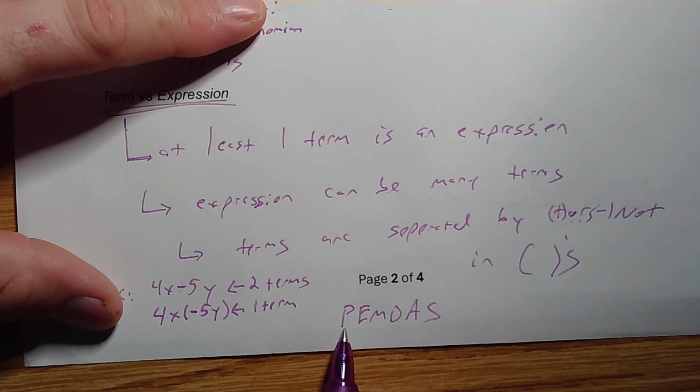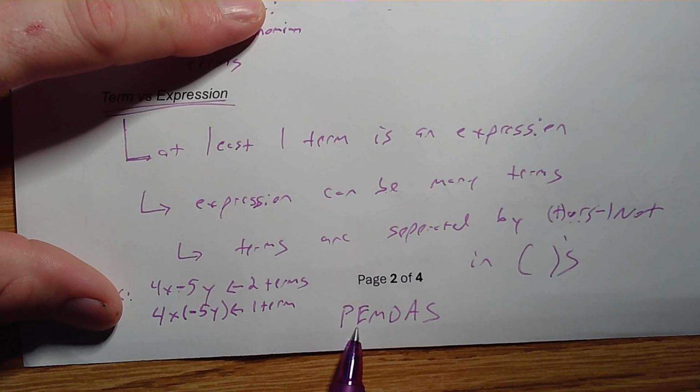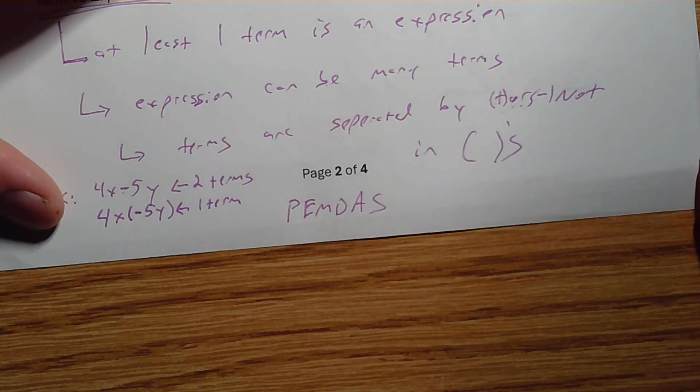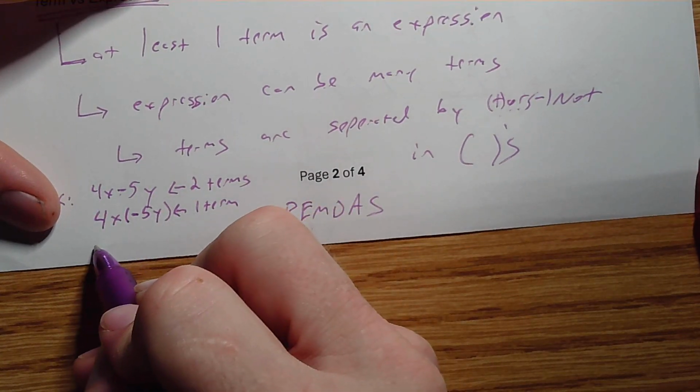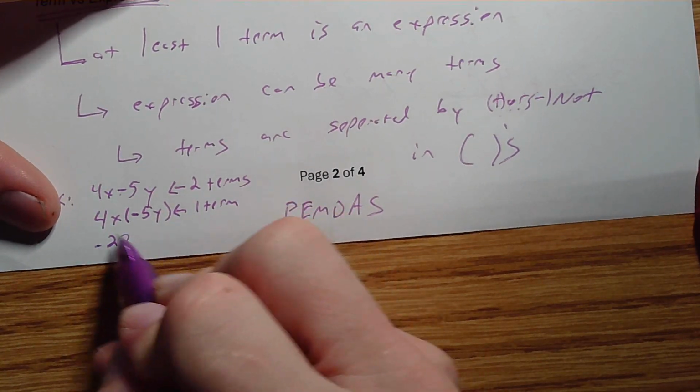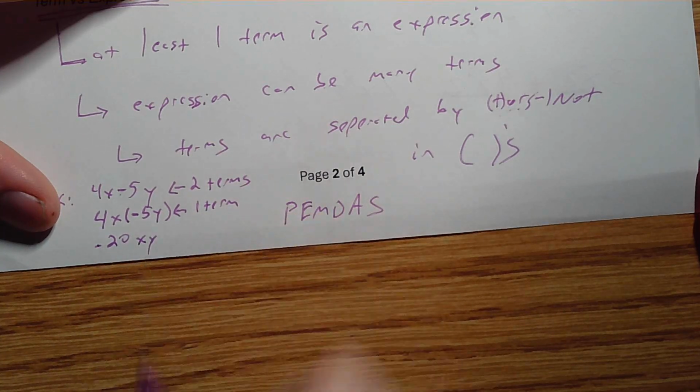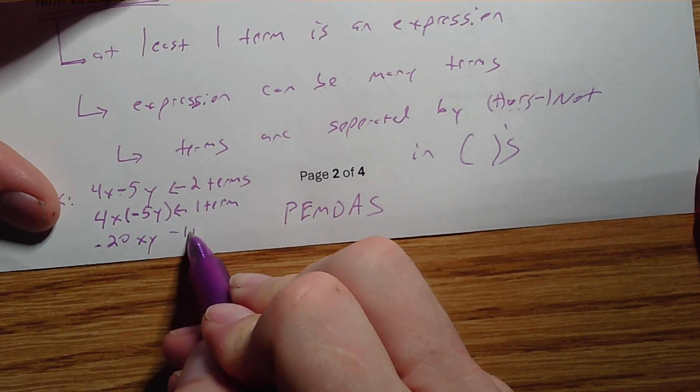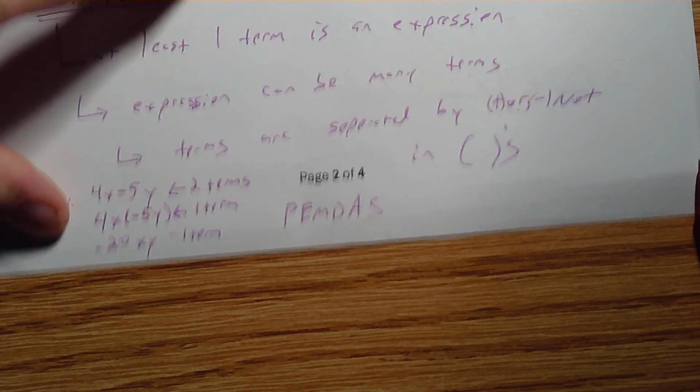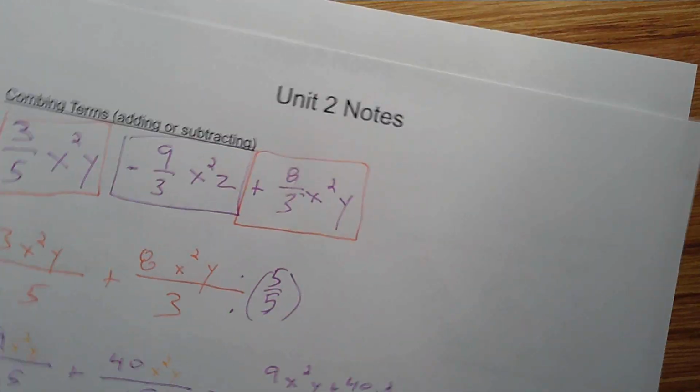Parentheses, right, is the first thing that we do, then we're going to multiply, exponents, multiply, and then divide, add, and subtract, right? So this is going to be multiplied all together before we add or subtract, okay? If we simplify this, it would end up being negative 20xy. It ends up being one term, right? So anyway, that's that. Okay, on to page 3.